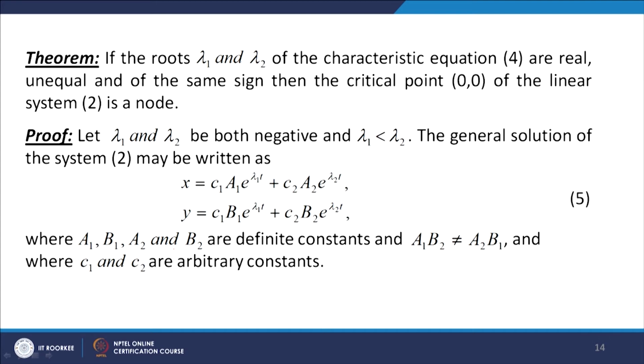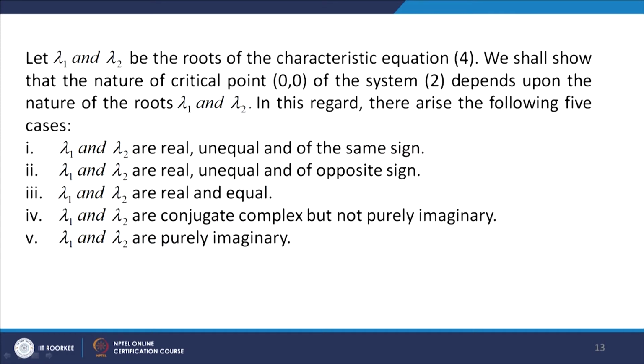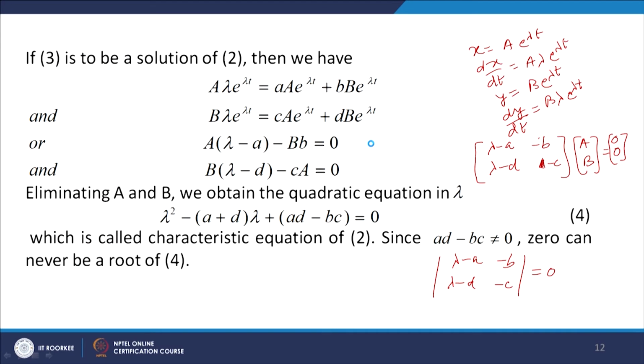So, let us take them both to be negative, and suppose λ1 and λ2 satisfy the inequality λ1 < λ2. The general solution of the system 2 may be written as, now let us see how we write this solution. We have seen that this equation has 2 roots λ1 and λ2, and we are assuming that they are real, unequal and of the same sign.